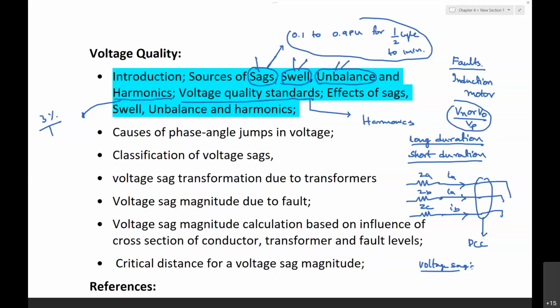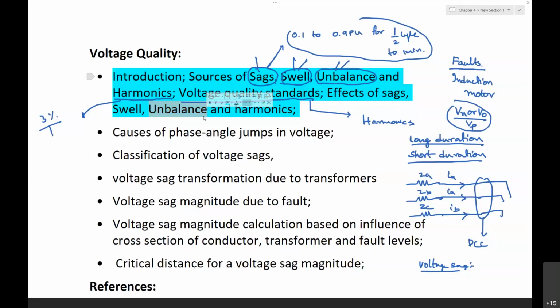Even the mal-operation of some of the circuit breakers also. That is a very serious problem when you have the voltage side. These are the things which I've discussed, just refreshing it, and swell also. And then the voltage imbalance, especially, is a serious problem with respect to the induction motor. We have a pulsating torque, and unnecessary circulating currents when you have the voltage imbalance.